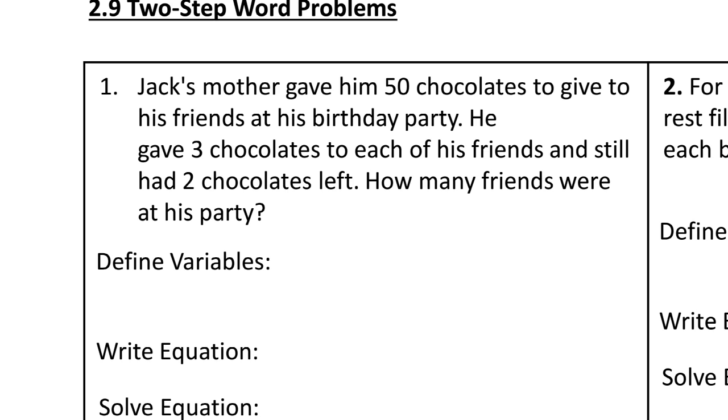And the question is how many friends were at his party? So that means our variable is going to be x equals the number of friends at his party. Okay, so the number of friends at the party. Again, because we just want to answer this question, how many friends were at his party? So x is the number of friends at the party.